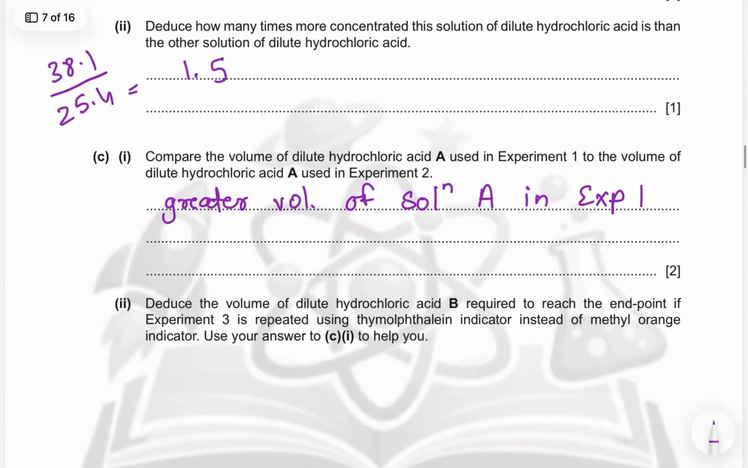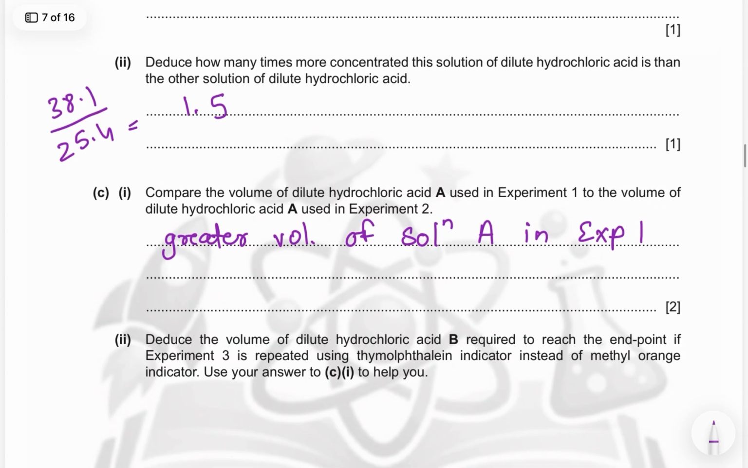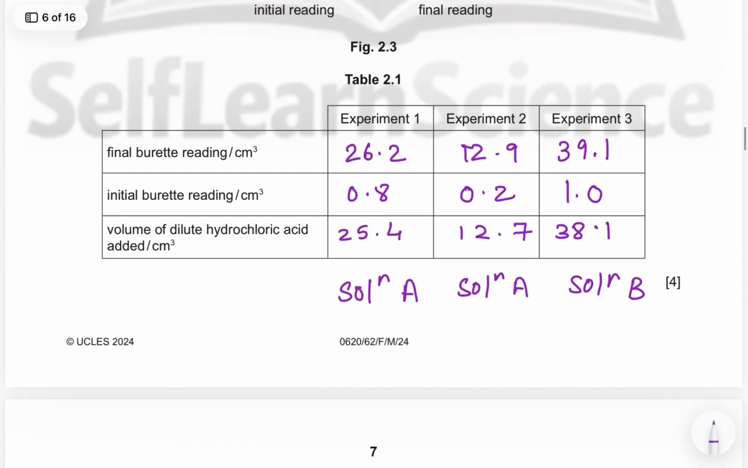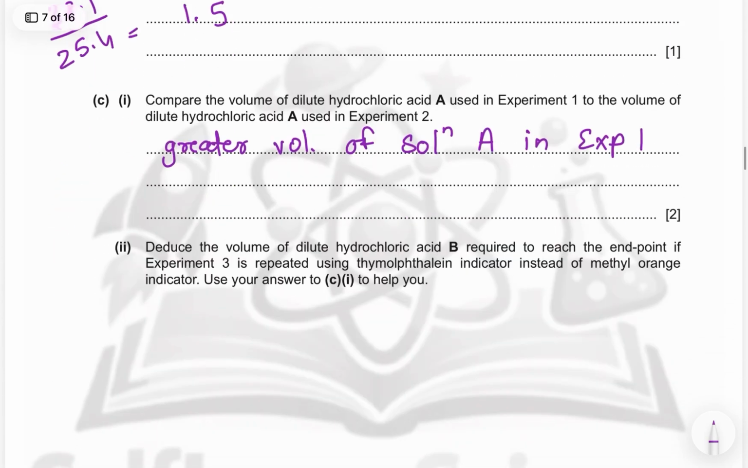And it is twice. So it is 25.4 divided by 12.7, which is going to give you 2. So it is twice as much required.